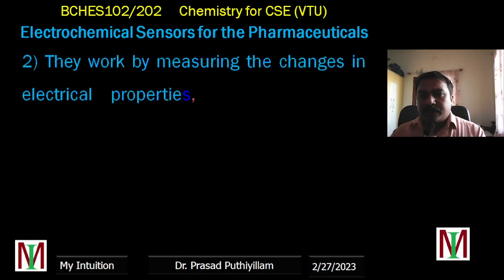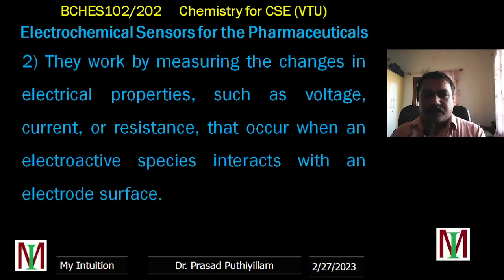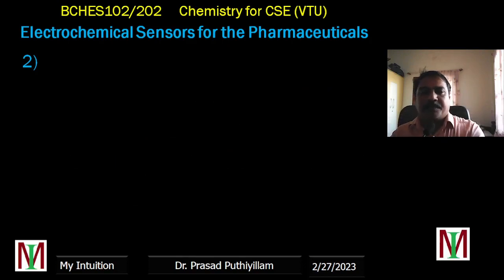They work by measuring the changes in electrical properties such as voltage, then we call it potentiometer, current, or resistance, which occur when an electroactive species interacts with the electrode surface. If any interaction is there on the surface of the electrode, it can be detected. The movement of electrons will be there, that can be detected or measured accurately.